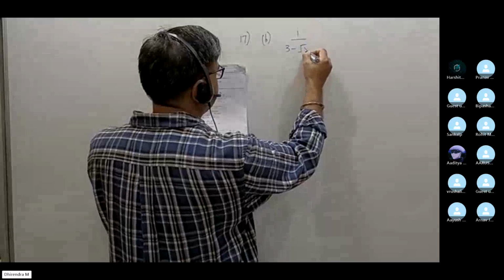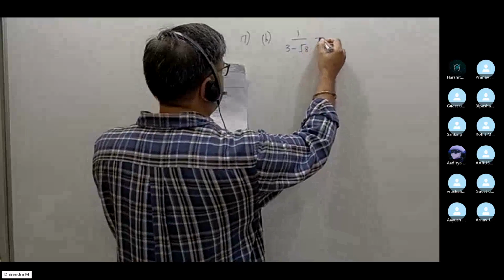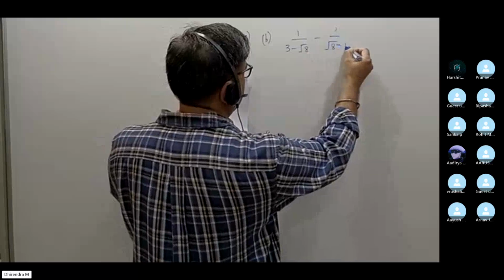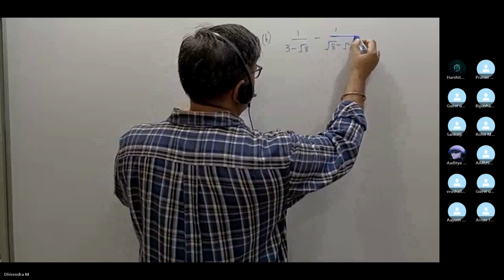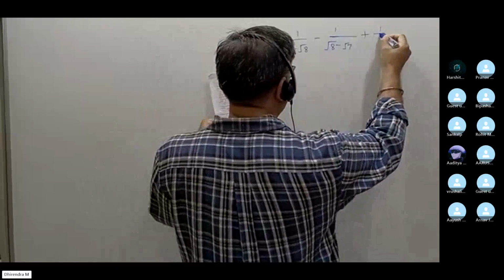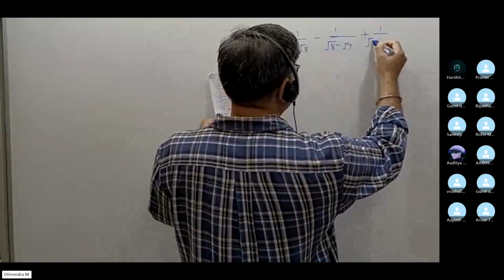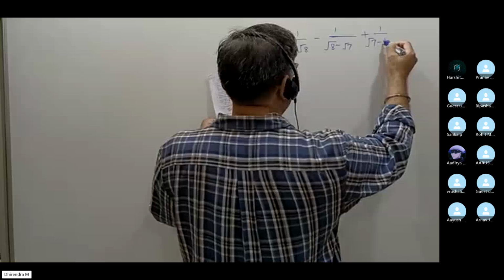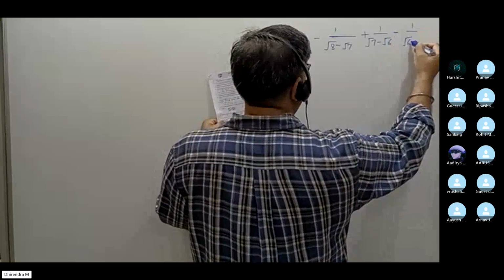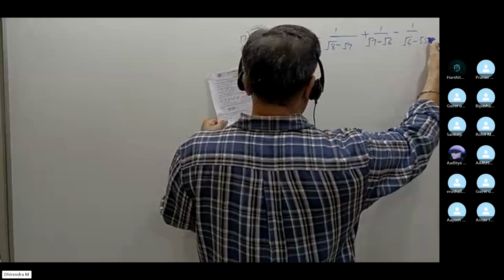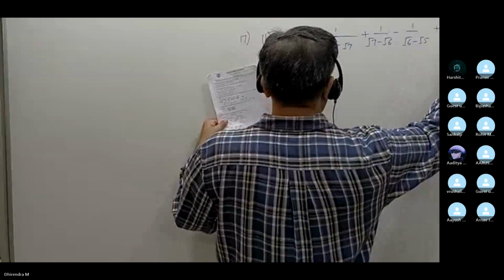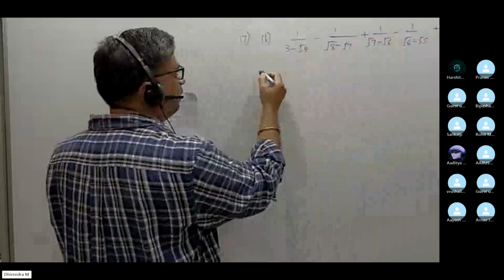1 by 3 minus root 8 minus 1 by root 8 minus root 7. Folks, many of you go wrong in this question. Even if you know how to rationalize, you go wrong. So I'll tell you some important things. Listen, pay attention, and avoid those mistakes. So just pay attention, folks.